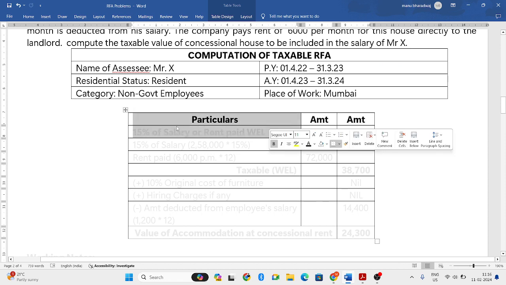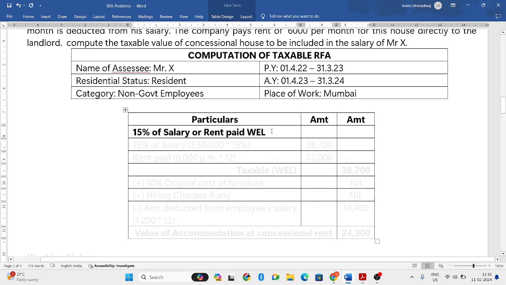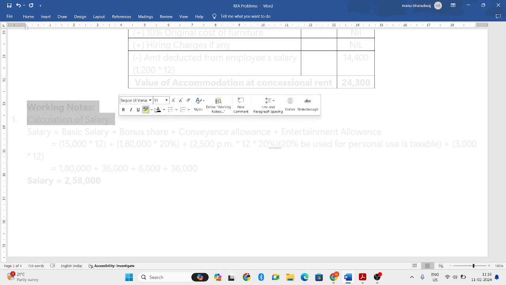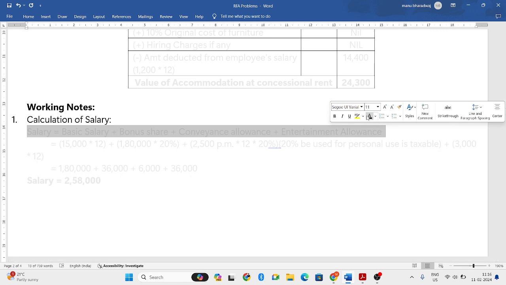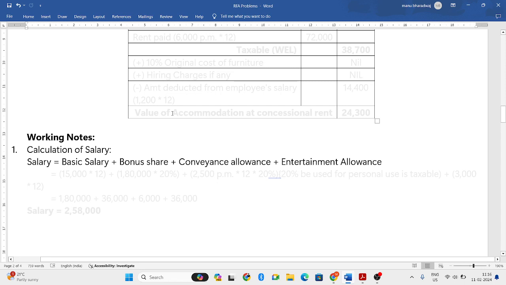First, you have to compare 15% of salary or the rent paid, whichever is lesser. So for that, we have to calculate 15% salary. So first we have to calculate salary. So in RFA, you have to consider everything for salary, except PF. PF you should not consider. In RFA, you should not consider PF. Apart from PF, basic salary, any bonus given, conveyances, all taxable allowances you have to consider.